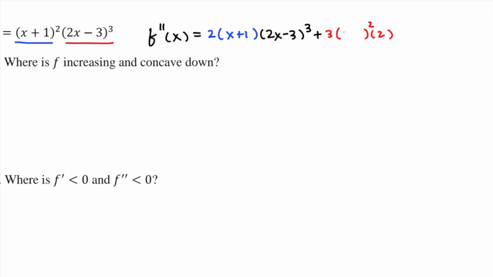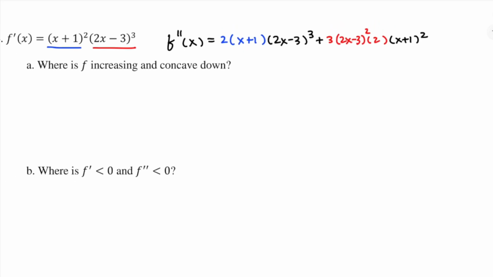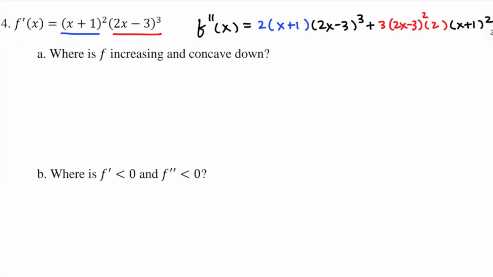And the inside was 2x minus 3. And then I'm leaving the other factor the same. I'm going to need to factor this, and that's why we practiced that one time when we learned product rule. But again, the more you do this factoring, the less bad it is.